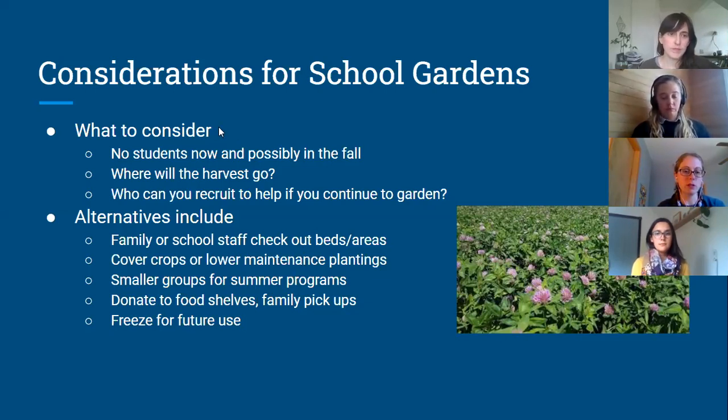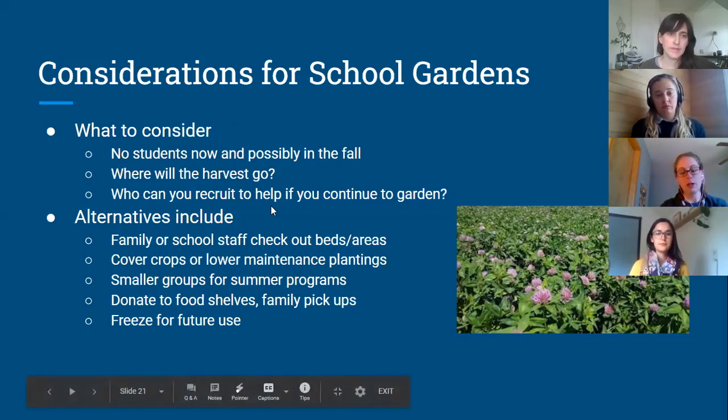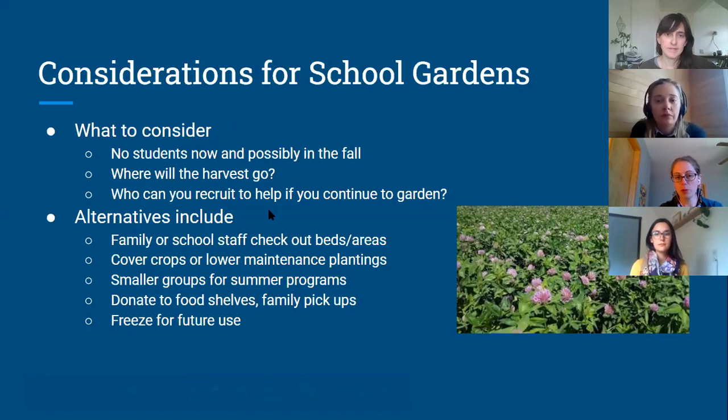So some other alternatives to just your regular run-of-the-mill school garden program, which would be having students there, would be having family or school staff check out beds or areas, doing a cover crop such as red clover and lower maintenance plantings, which were talked about, smaller groups for summer programs. I'm still floating the idea of having maybe 3 or 4 groups, and having them in the same family, because we have a school with, say, 3 or 4 kids in the same family, and saying, okay, I will do a program with different kids at different times.